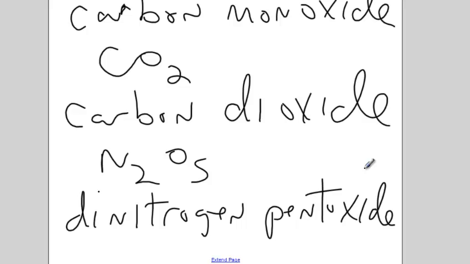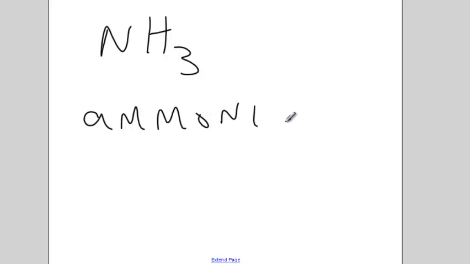There's just a couple that are so old they have common names rather than names that follow these rules. Let me just tell you what they are. NH3, that's ammonia. There's no two ways about it. You just have to memorize NH3 is ammonia. Remember, on your table of polyatomic ions, NH4 plus was ammonium. This is ammonia. Don't get them mixed up.